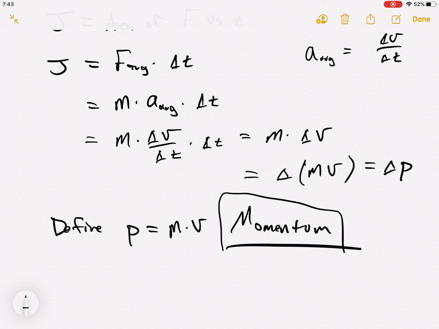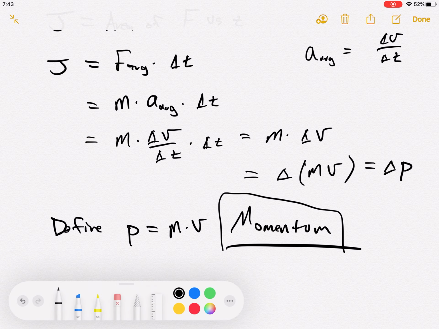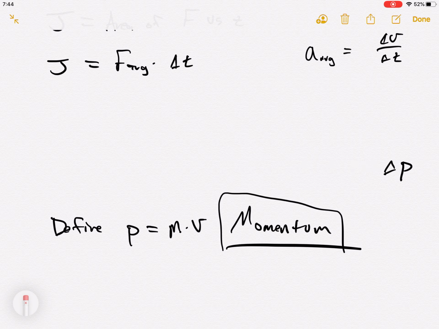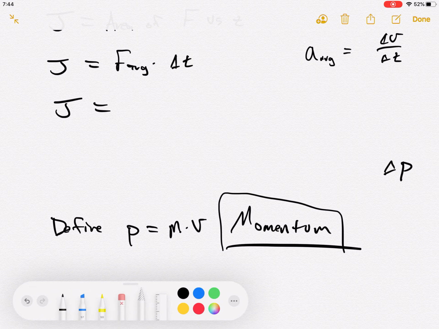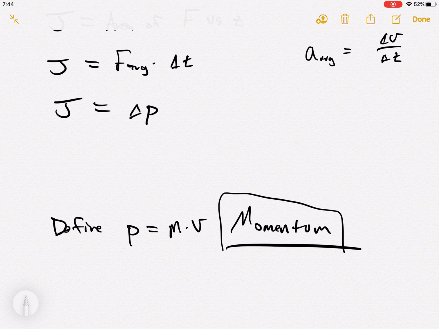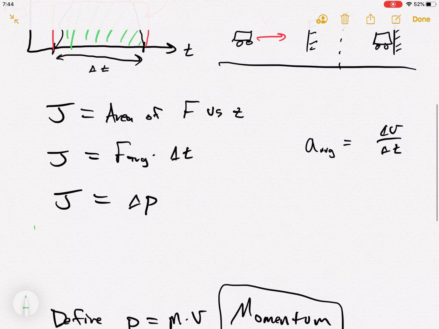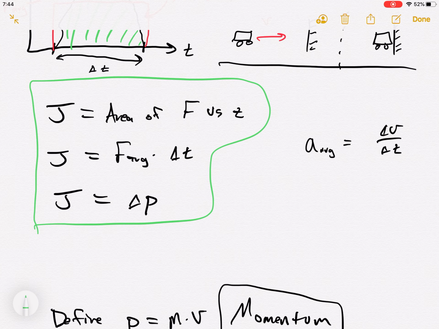Okay, so all of that is to say, this is a new quantity, momentum. And let me erase some of this and say, the impulse on an object leads to a change in this variable, momentum. So I can say J also equals delta P. Here we have three definitions for impulse, and often it's useful to use two of them at a time to be able to solve for one thing or another.